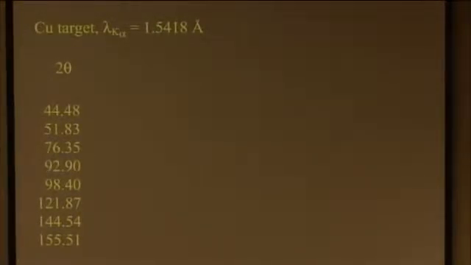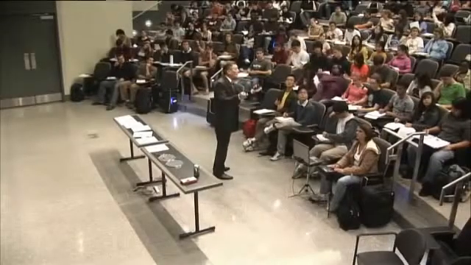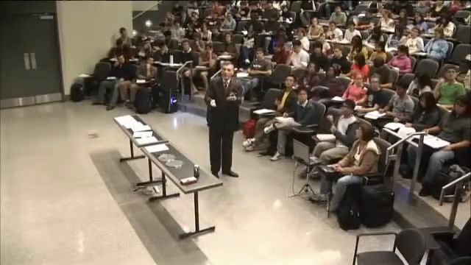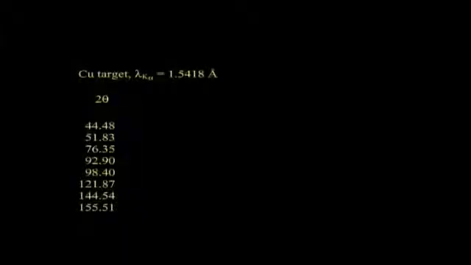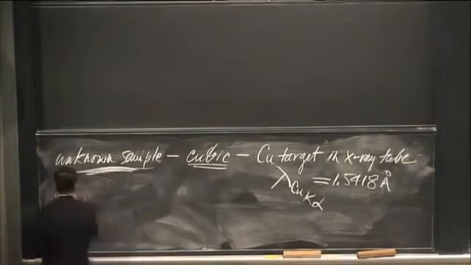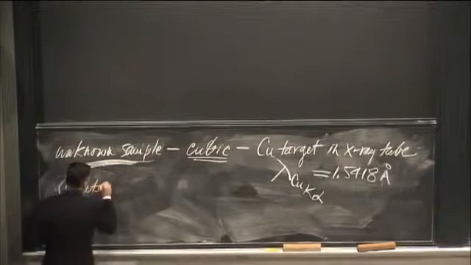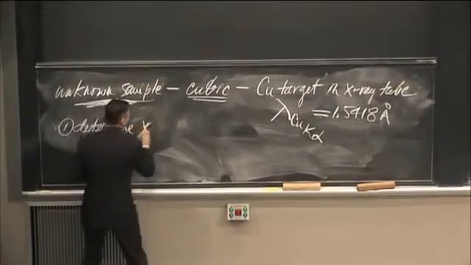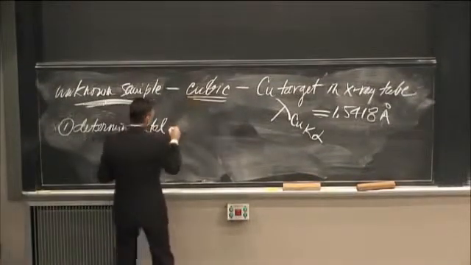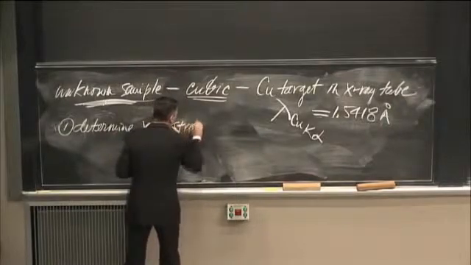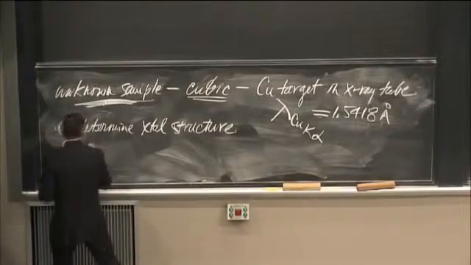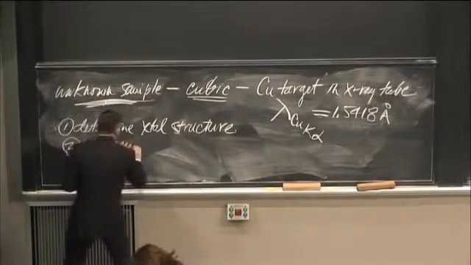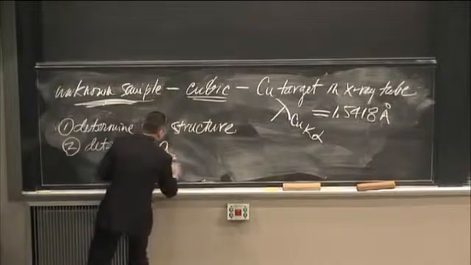And that's all you get, a set of 2 thetas. So here's my challenge to you. I'm telling you, you've got an unknown sample that's cubic, and there's your data set. The task for you is determine 2 parts to the question. And we're going to do it together. First part, determine the crystal structure. So it's either FCC, BCC, or simple cubic. Determine crystal structure. And the second part is determine the lattice constant, the value of the lattice constant.